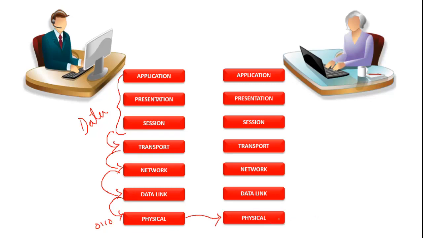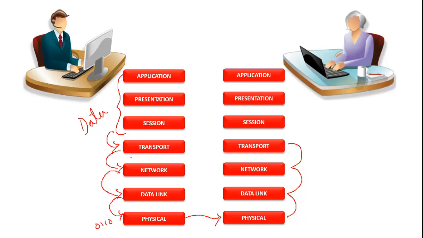Now this physical layer is going to forward the data to the upper layer. It will go to the data link layer, again to the network layer, again to the transport layer, and everything is going to happen in the opposite way. Here the data link layer is going to convert the binary bits into frames. In the network layer, the frame is going to be converted into packets. In the transport layer, the packet is going to be converted into segments like this.